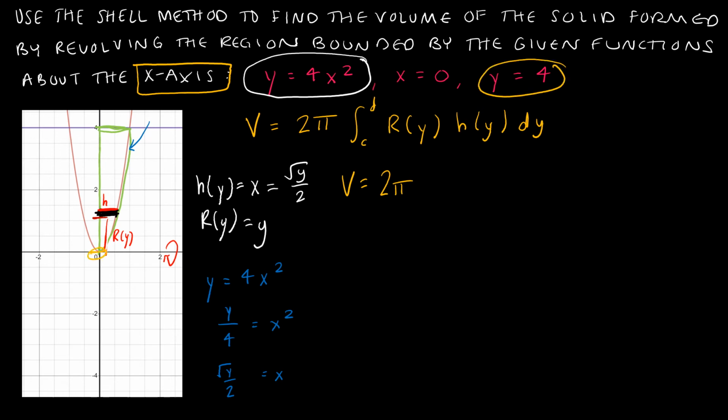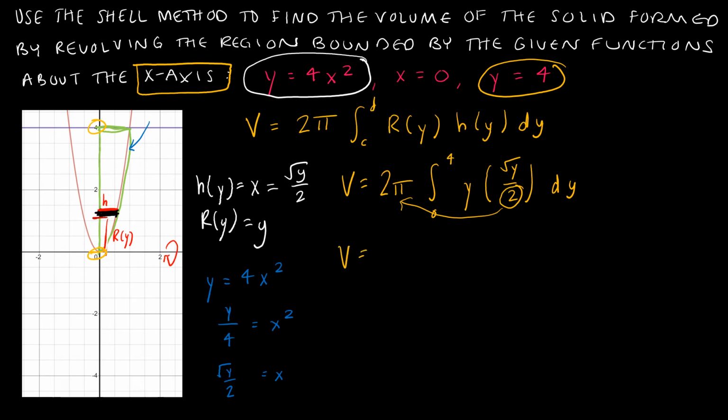So from 0 to 4. Again, the radius we said was y. H of y is the height, which is radical y over 2, and dy. Now I'm going to try to do just a little bit of simplification. I'm going to take this 2, which is essentially like a 1/2 because it's divided by 2, and move it to the outside.